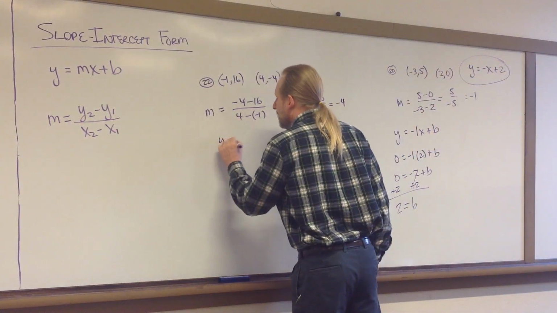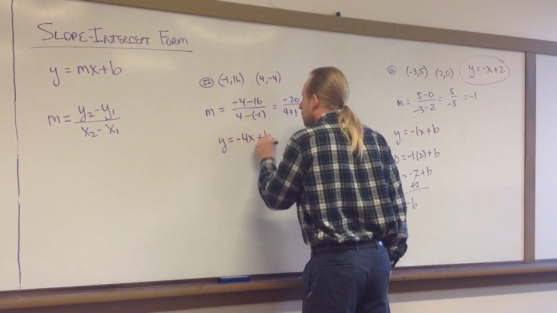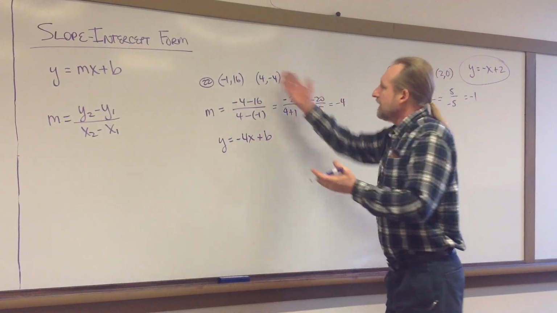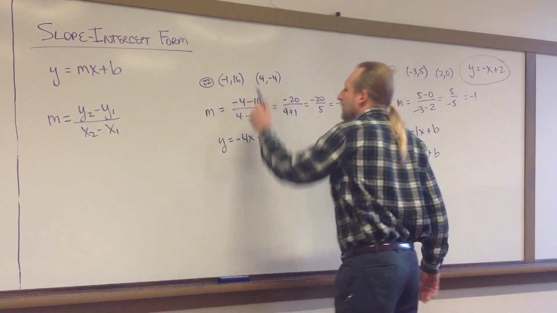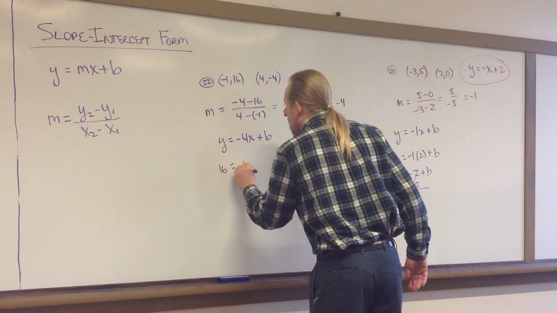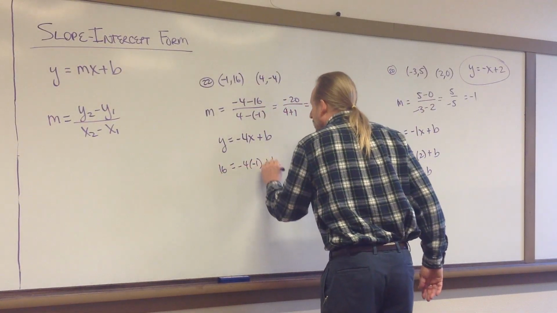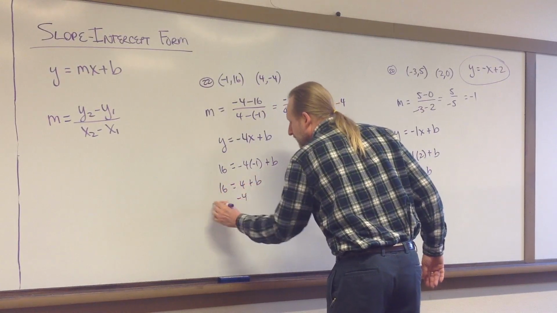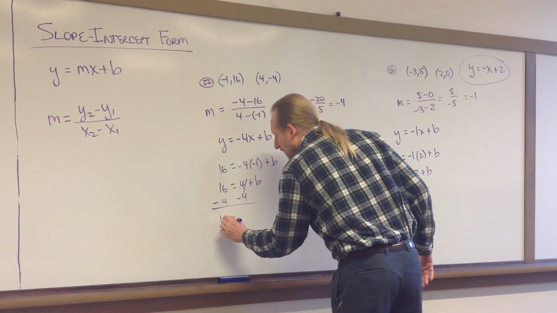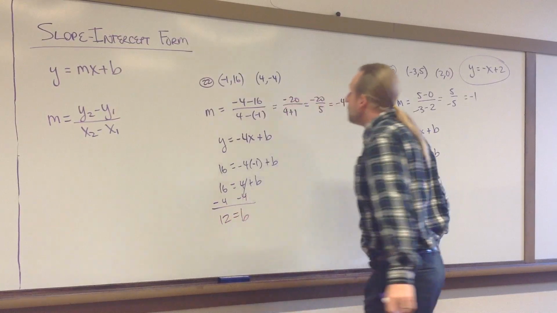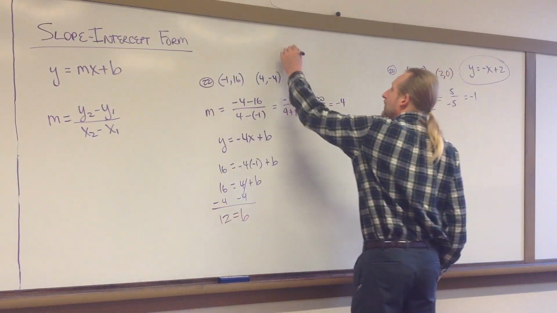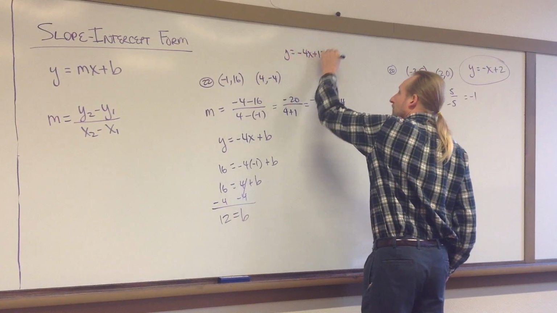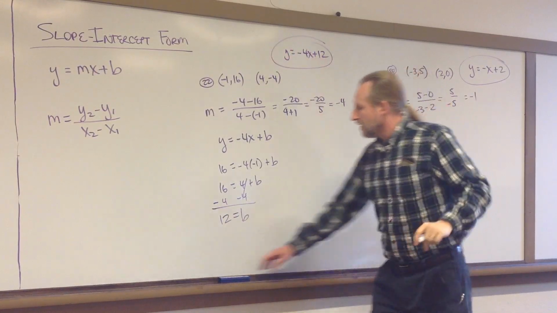So that says the equation is going to be y equals negative 4x plus b. And again, it doesn't matter which one of these points we choose. I'll put the 16 in for the y and the negative 1 in for the x, and then subtract 4 on both sides. And so b equals 12. So our equation is y equals negative 4x plus 12.